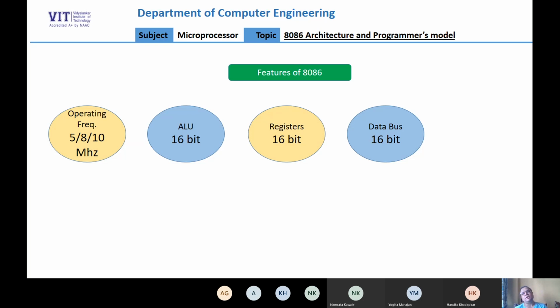Then the next feature of 8086: it provides a 16-bit data bus. That means it provides 16 data lines, D0 to D15. D stands for data, so D0 to D15, 16 data lines are provided by 8086. And you know the significance of data lines. Data lines are mainly used for carrying data either from the processor to the outside world or from the outside world to the processor. Outside world means it may be a memory location or it may be an input output device.